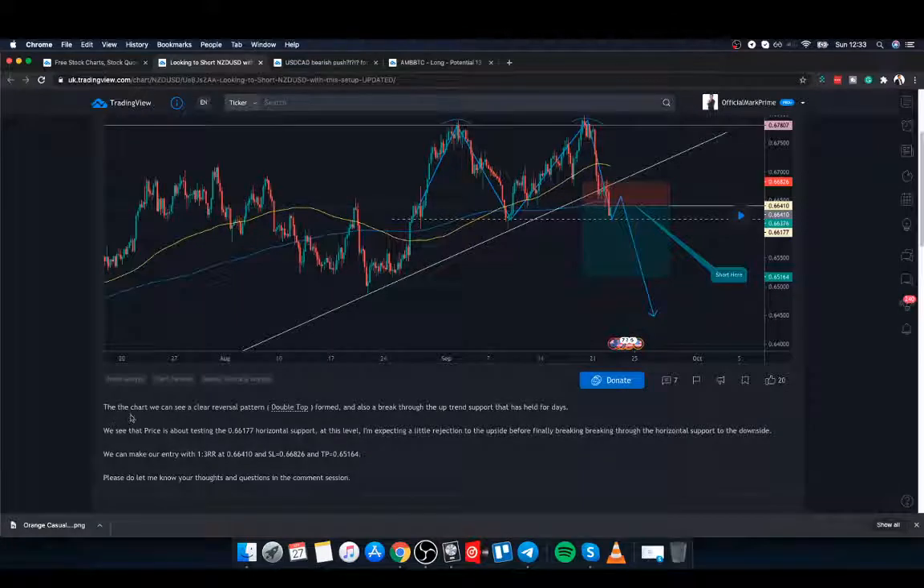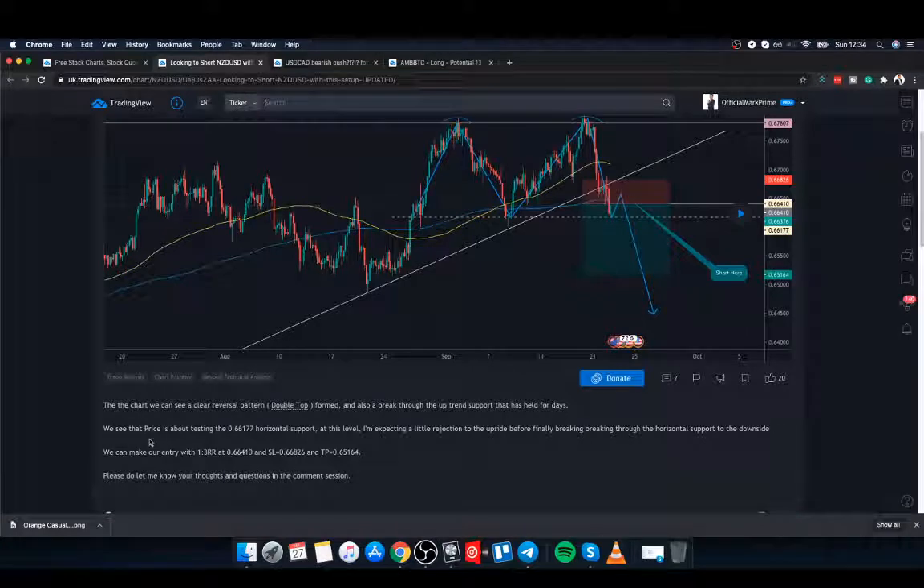So he says on the chart, we can see a clear reversal pattern, double top, formed, and also a breakthrough of the uptrend support that has held for days. All right, interesting. We see that the price is about testing the 0.66177 horizontal support. At this level, I'm expecting a little rejection to the upside before finally breaking through the horizontal support to the downside. We can make our entry with 1 to 3 risk reward, which is quite a lot in my honest opinion. These are the levels.